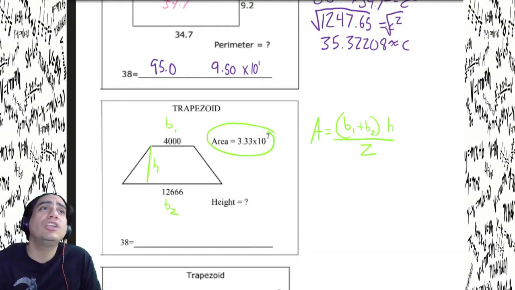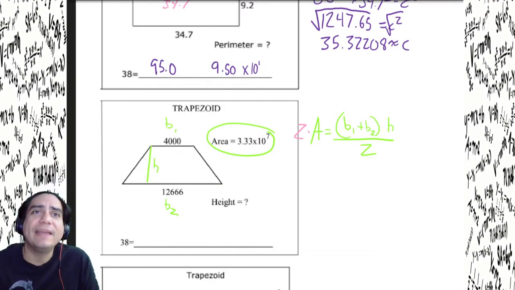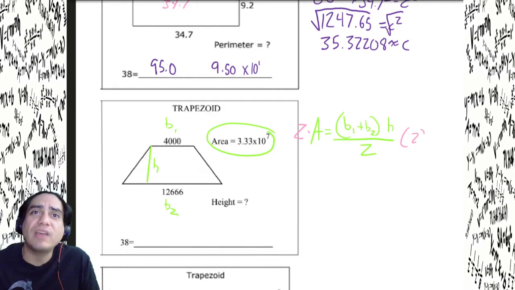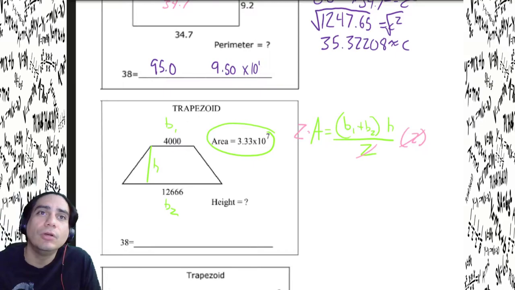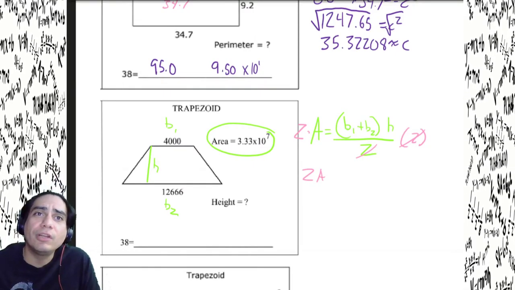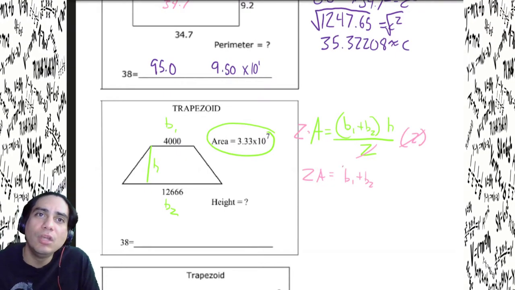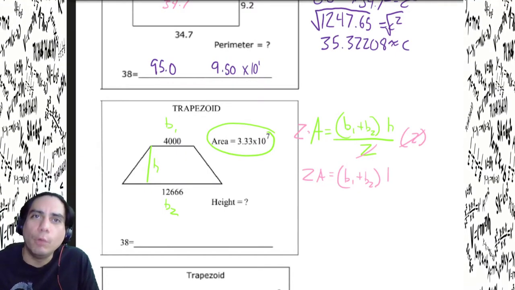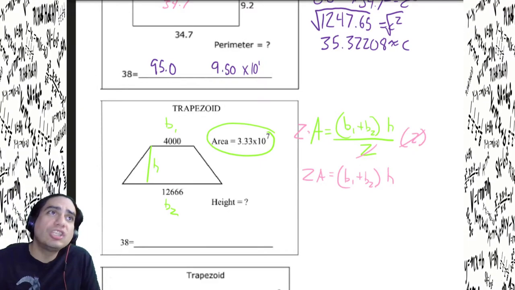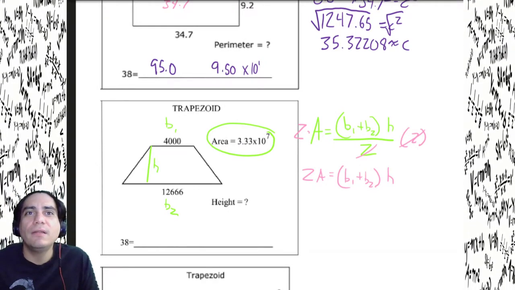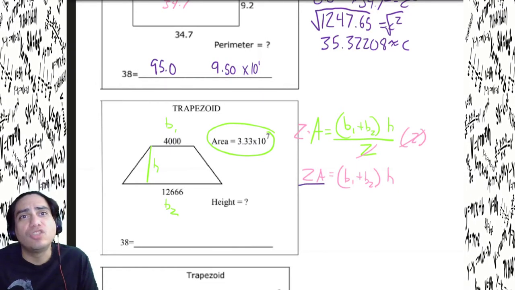So the first thing we're gonna do is multiply both sides by 2. Guess what happens to the 2s on the right? They cancel. Now we have 2 areas equals base 1 plus base 2, that's in parentheses, multiplied by the height. Now, we don't want that either. We're almost getting there though, but we're not there yet. What we need to do is cancel out that base 1 plus base 2 being multiplied.